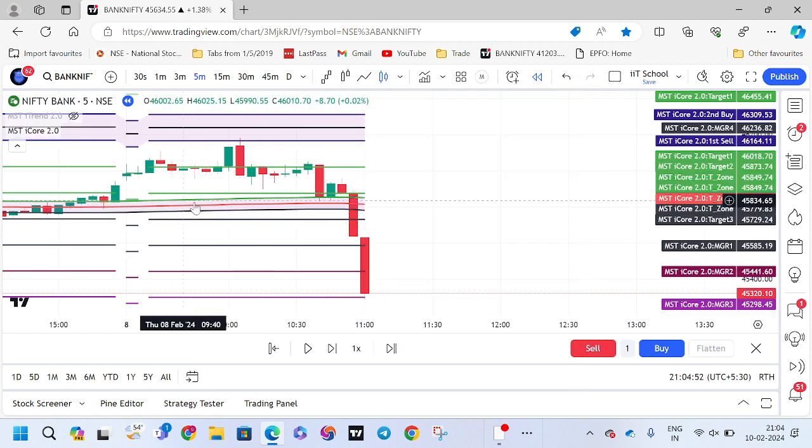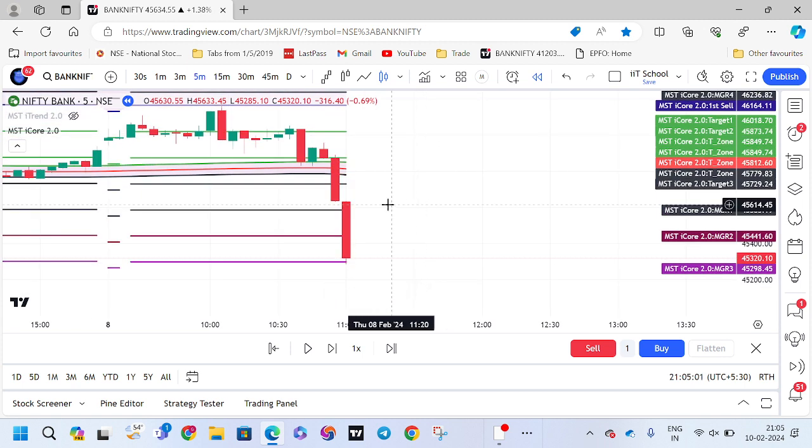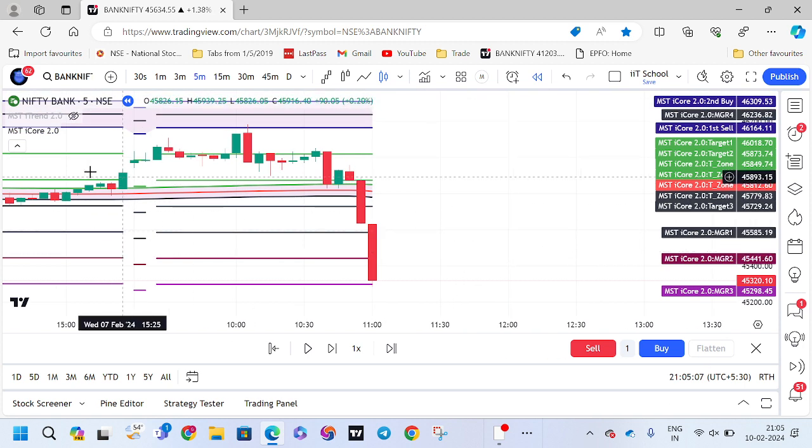See here, this MST trend zone indicates the trend of the market. See here, it has breached here with high volume candles, so that you can remain on the same side as the trade you have taken. So now exactly all our 6 targets have been hit.